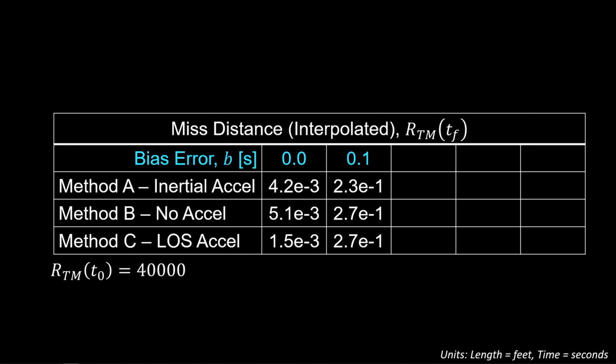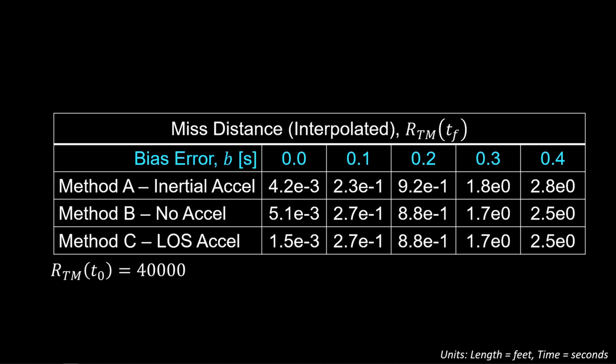Then we add 1/10 of a second error and observe 2 orders of magnitude increase in miss distance, from 0.1 inches to about 3 inches. Doubling the bias error then triples the miss distance, from 3 inches to just under a foot. For 0.3 seconds bias, we approach 2 feet of miss for all methods. And for 0.4 seconds, we approach 2.5 to 3 feet of miss. The basic trend of monotonically increasing miss with increasing time to go estimation error is expected.